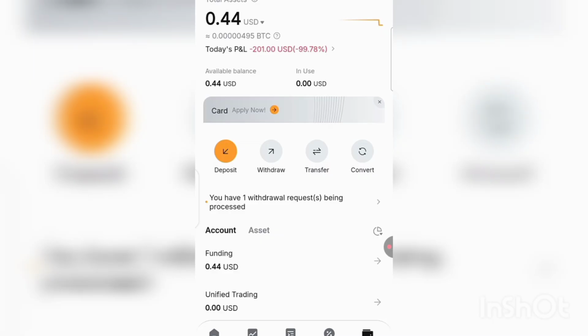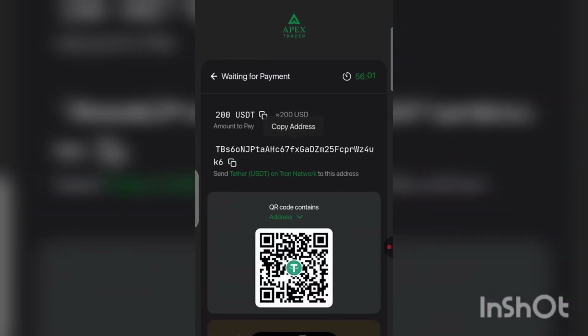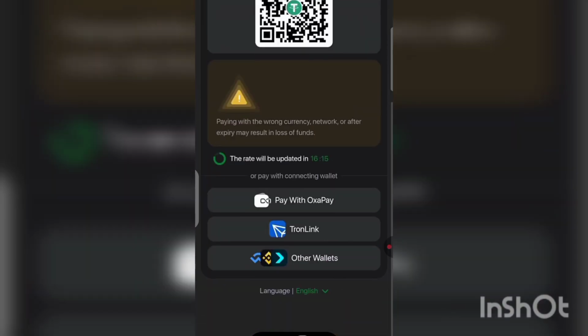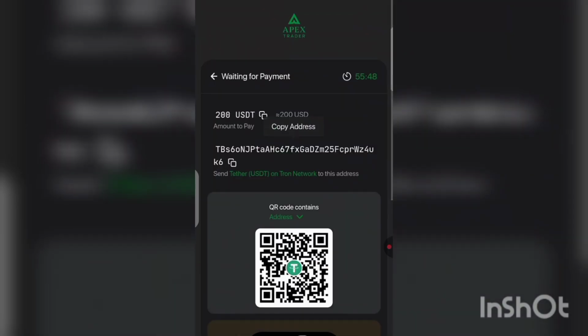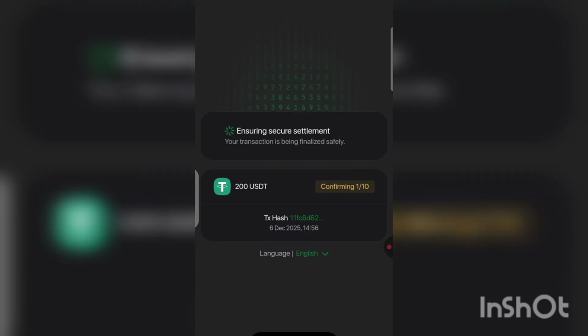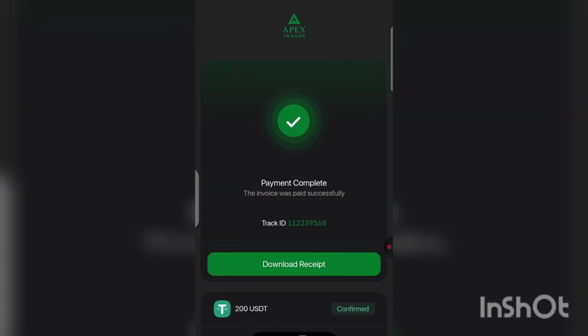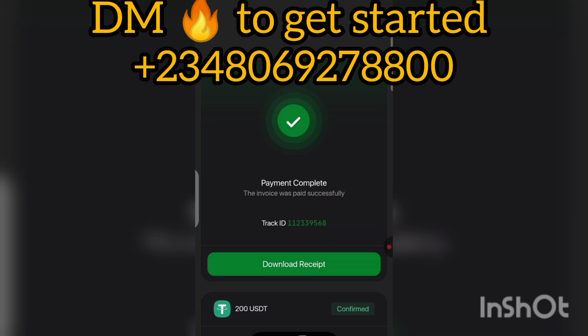So here we are going to refresh this particular account so that the money will appear. Most of my students who have been given this bot are cashing out big time. Also remember, it's not a must that you start with 200 USD. You can start with as low as 10 USD or 20 USD. You can see payment completed.